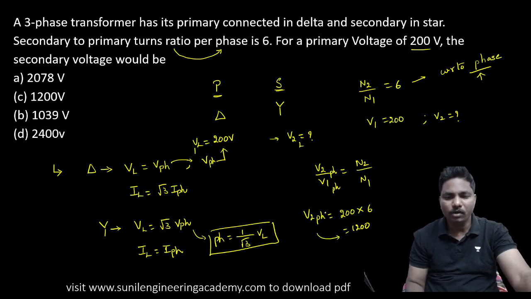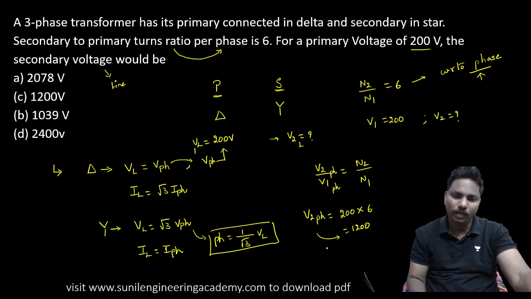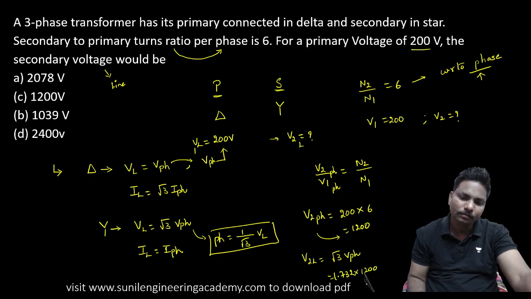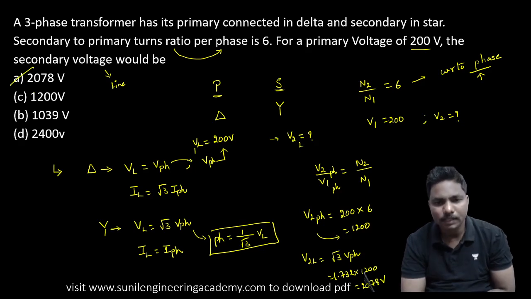Whenever we have the phase voltage but they are asking for the secondary voltage, we need to find the line value. Line value is equal to root 3 times the phase value, 1.732 into 1200. So almost 2078 volt. So the answer is option A.